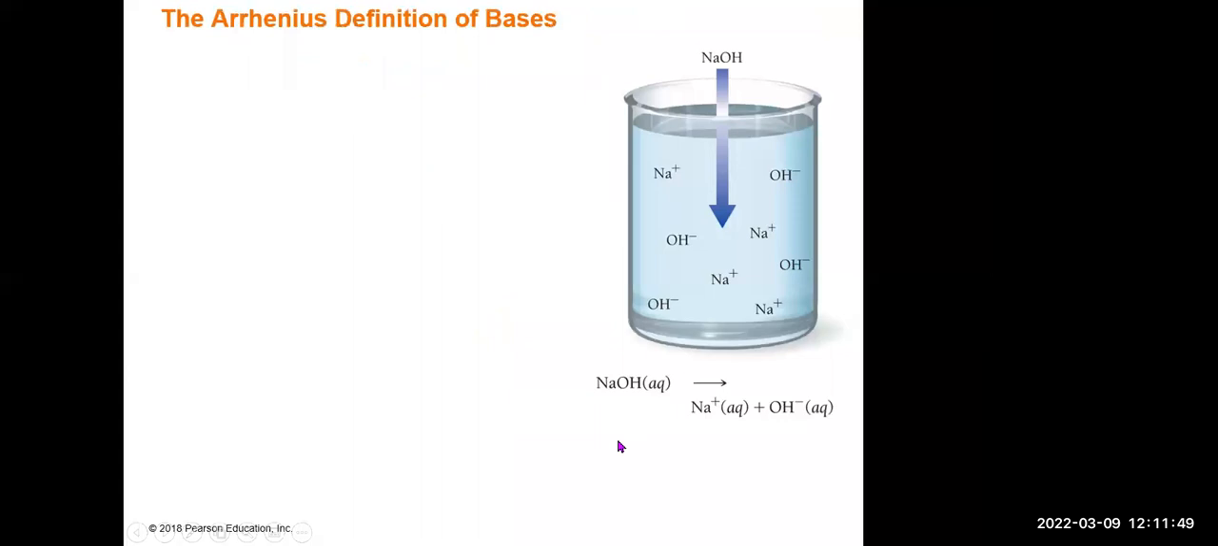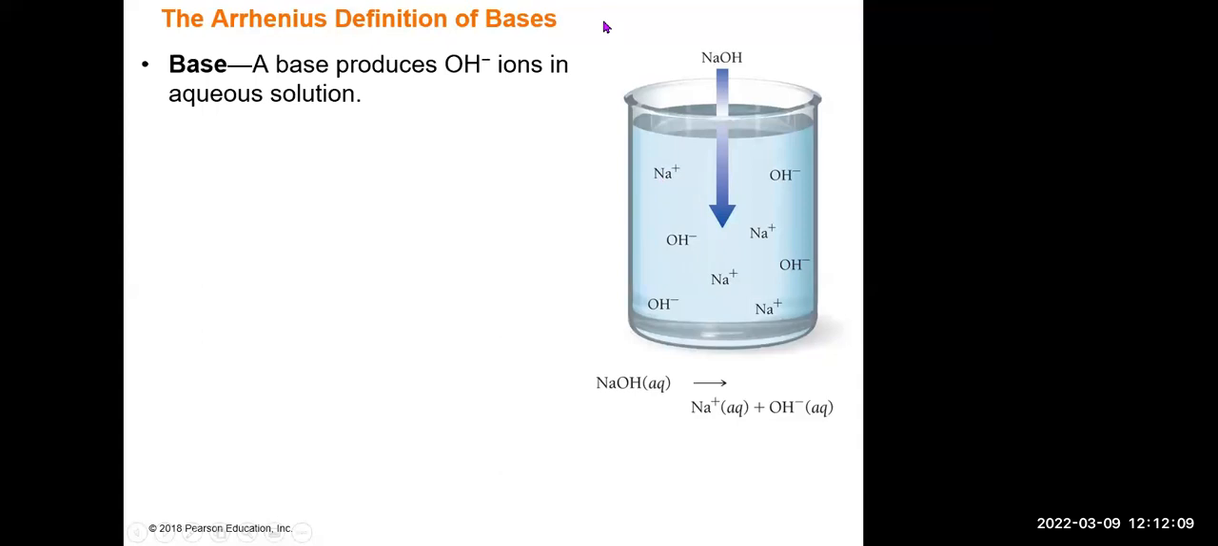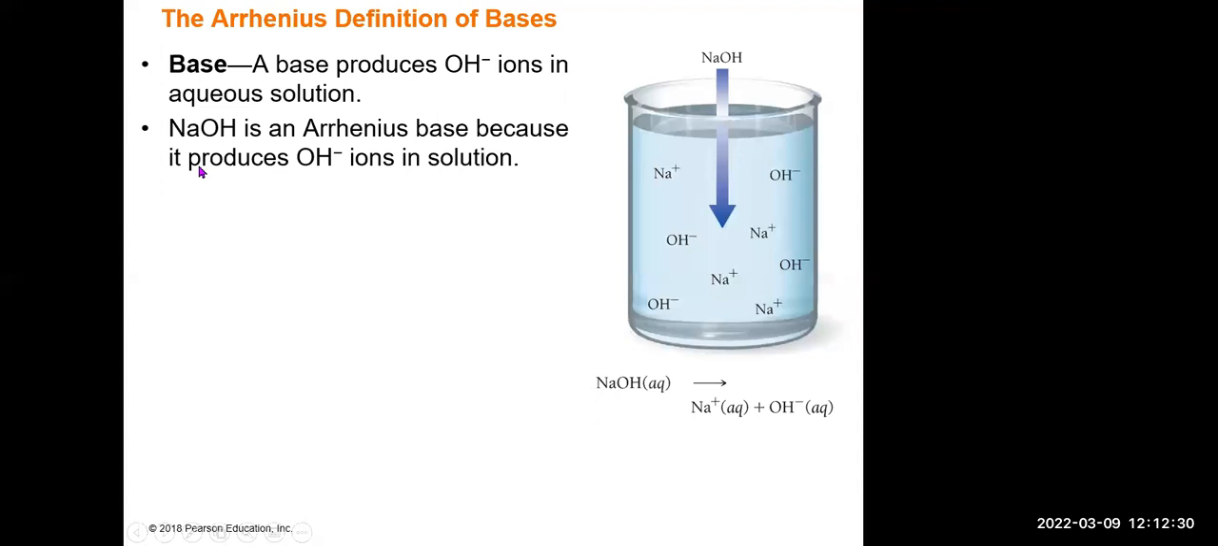Arrhenius definition of bases, and here is a picture. We have NaOH. We know NaOH is a strong base because if you put NaOH in water, what we get is Na plus ion and OH negative ion. The OH negative ion makes the solution have the characteristic of a base. According to Arrhenius, a base produces OH negative ion in aqueous solution. So OH negative ion is a hydroxide. NaOH is an Arrhenius base because it produces OH negative ion in solution.